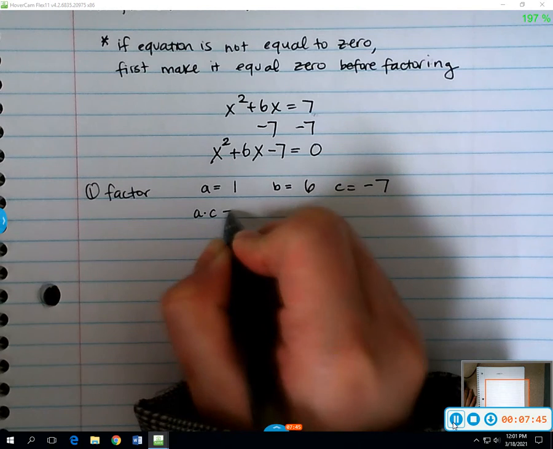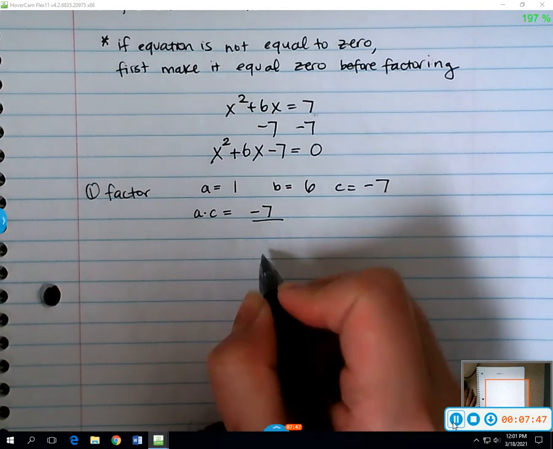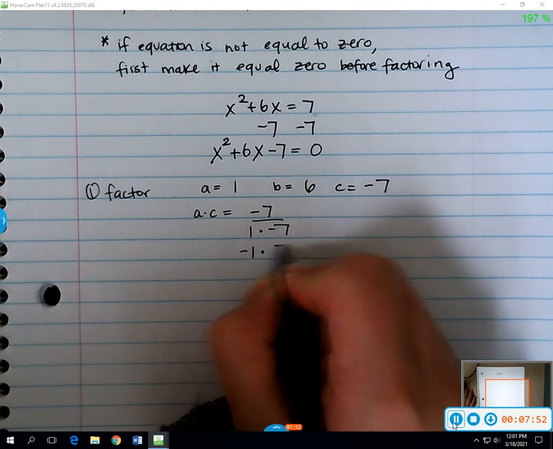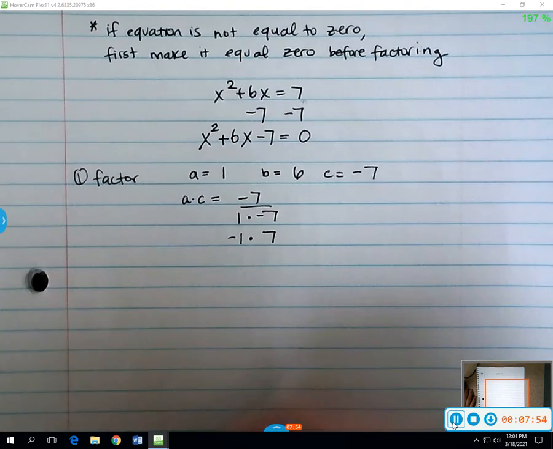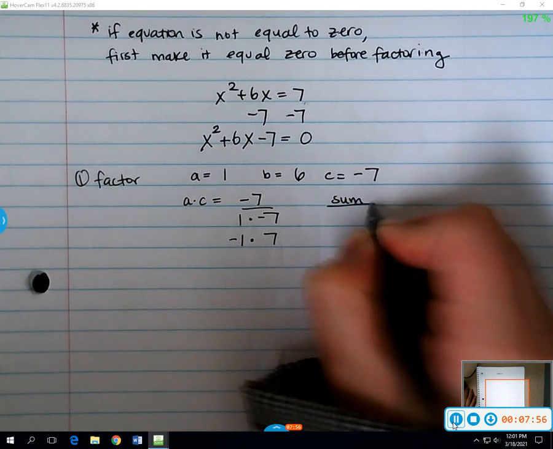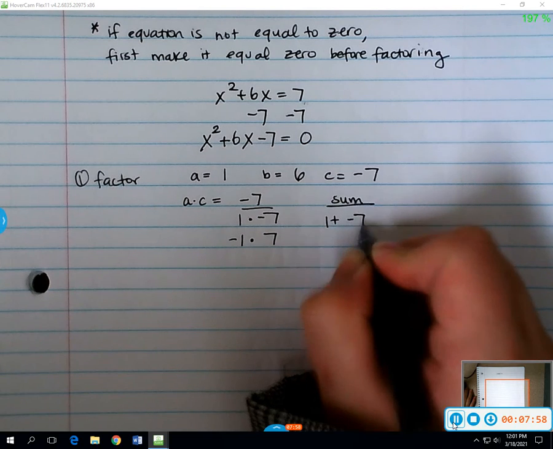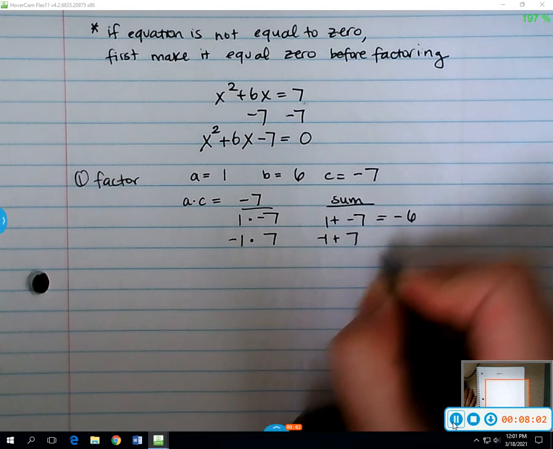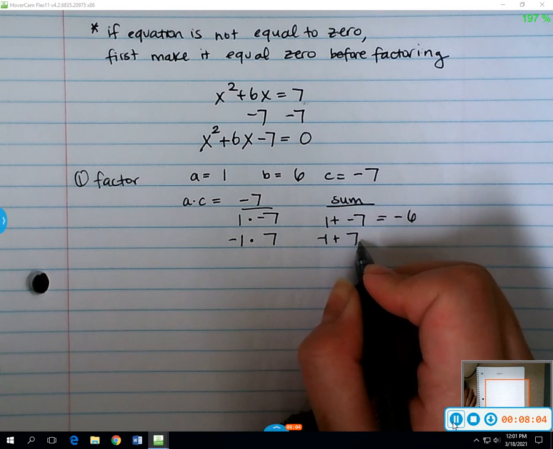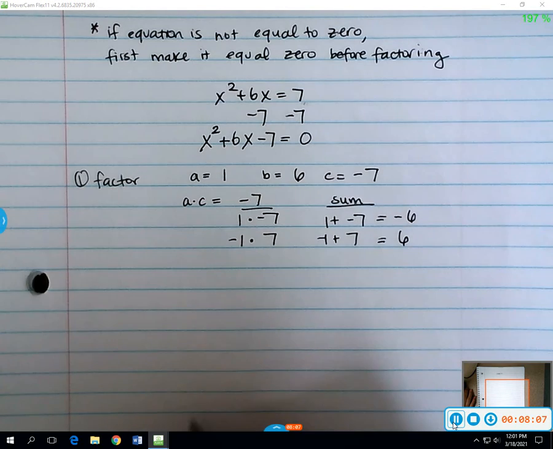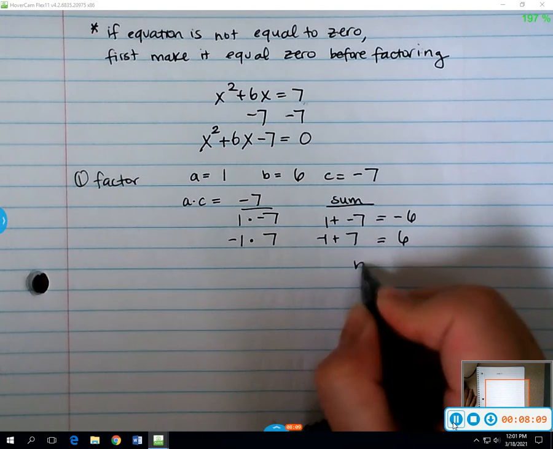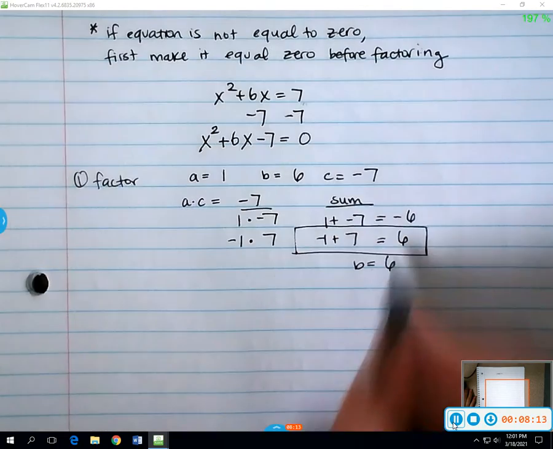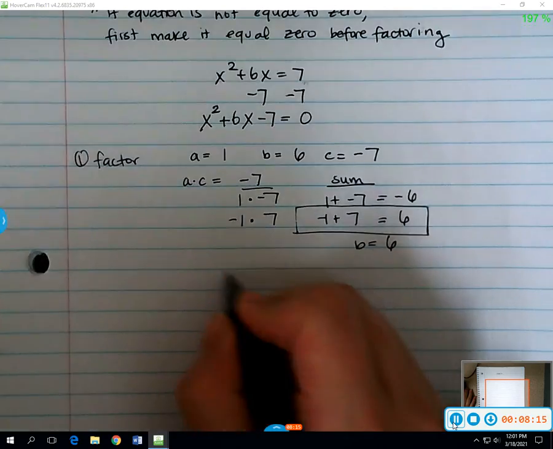Multiplying a times c, we get negative 7, and our factors are going to be 1 times negative 7 or negative 1 times positive 7. We do the sum of our factors, so adding these together. 1 plus negative 7 is going to give you negative 6. Negative 1 plus 7 is going to give you positive 6. Now our b value was positive 6, so we want these two numbers. We set up our box.